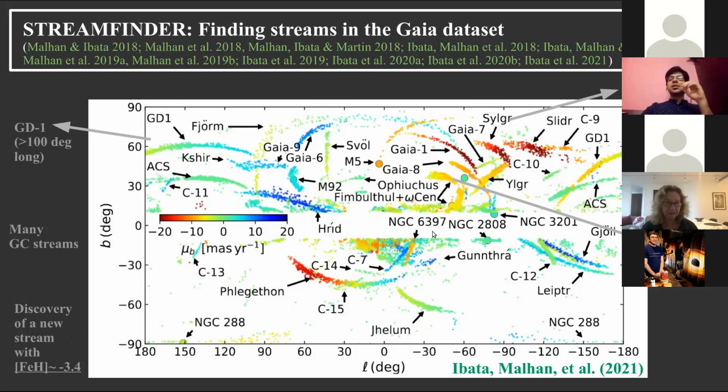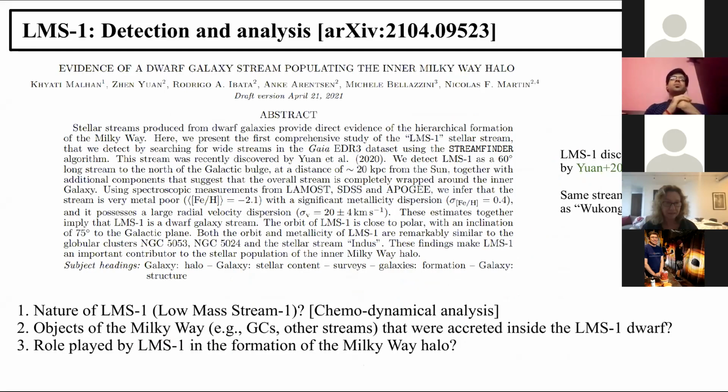And also I should say that most of these streams are globular cluster streams because they're quite narrow, as you can see, and many are not dwarf galaxy streams that I'll now be focusing upon. So now I'm moving towards the last topic of the presentation, the detection of the LMS1 stream using Gaia EDR3.